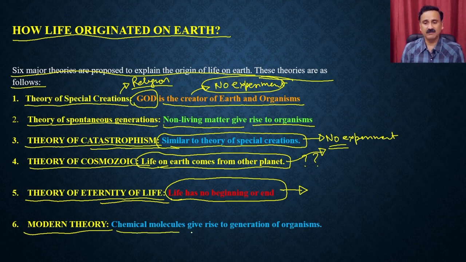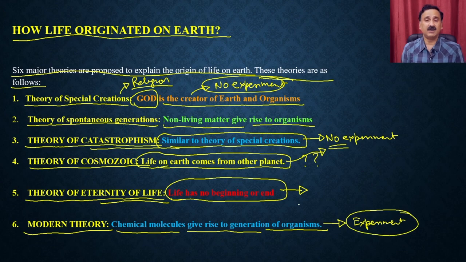And then we have the modern theory of origin of life, which is also called the chemical theory, where people believe that chemical molecules give rise to the generation of organisms. This theory is completely based on the experiments done by Miller and Urey. Okay. So let's start discussing each and every theory, and why people have not accepted these theories.